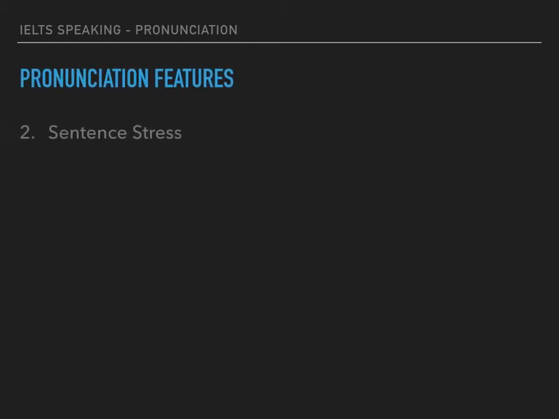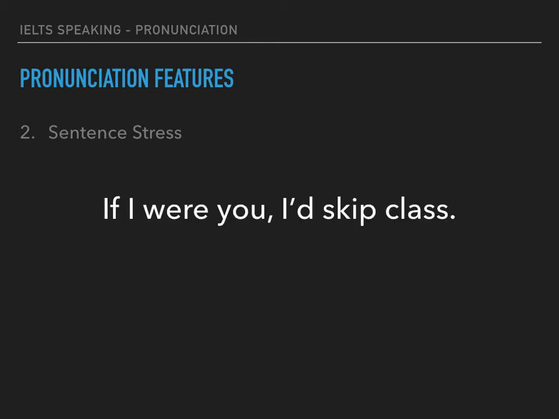Now, the second part of pronunciation features would be sentence stress, which is like when we're talking about stressing the words, we thought of which part of the word to stress. But when we're talking about sentence stressing, we're looking at which word of the sentence to stress. Say, let's take this example. If I were you, I'd skip class. So I didn't stress any word just now. But then, which word would it be if you want to stress and make it sound better? Where is the important word in this sentence?